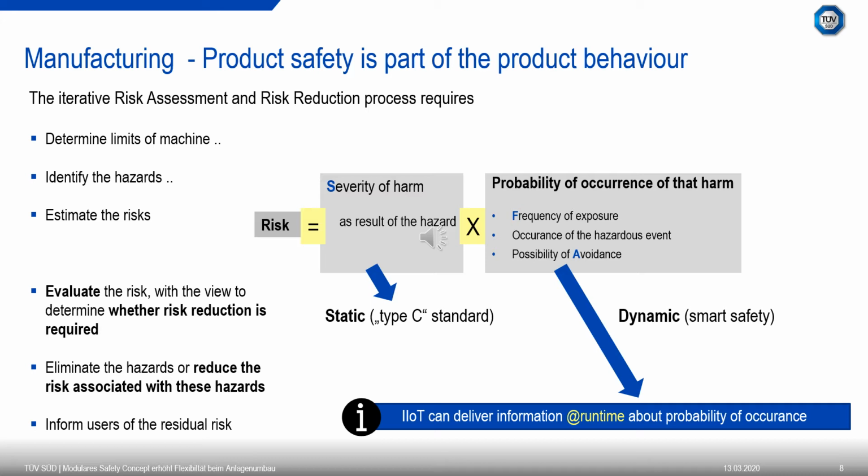If we come back to the risk factors, we see immediately the severity of the harm is a static parameter. A certain hazard has a certain severity. The probability of occurrence, the frequency of exposure, the occurrence of the hazardous event, and the possibility of avoidance are parameters that we can analyze by using IoT data.